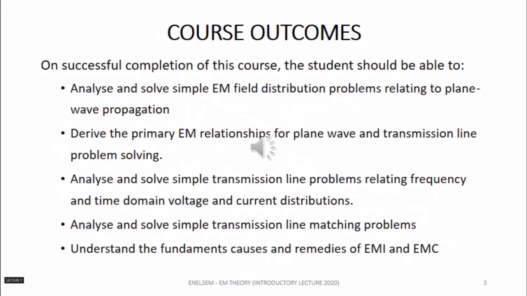We now look at the expected outcomes for this course. On successful completion of the course, we expect the student to be able to analyze and solve simple electromagnetic field distribution problems relating to plane wave propagation, derive the primary electromagnetic relationships for plane wave and transmission line problem solving, analyze and solve simple transmission line problems relating frequency and time domain voltage and current distributions, analyze and solve simple transmission line matching problems, and understand the fundamental causes and remedies of EMI and EMC.